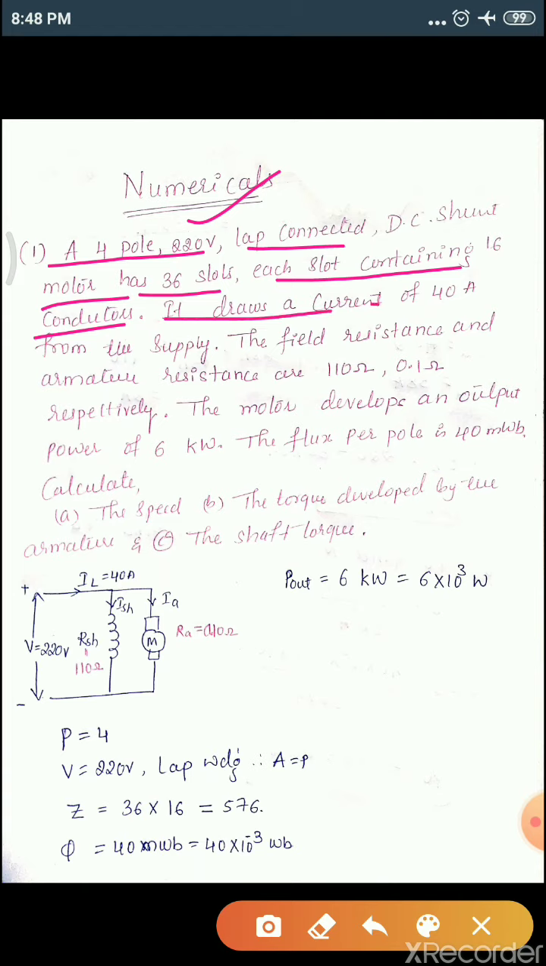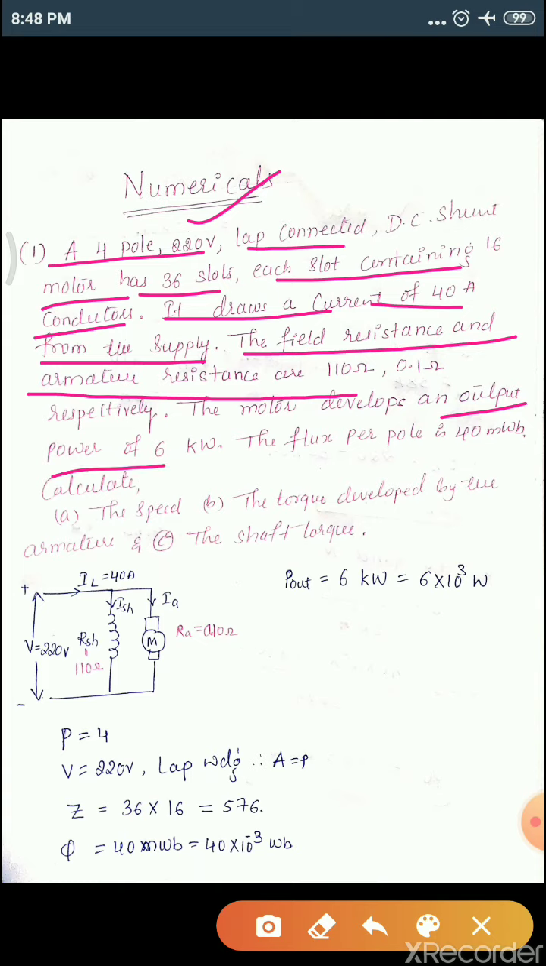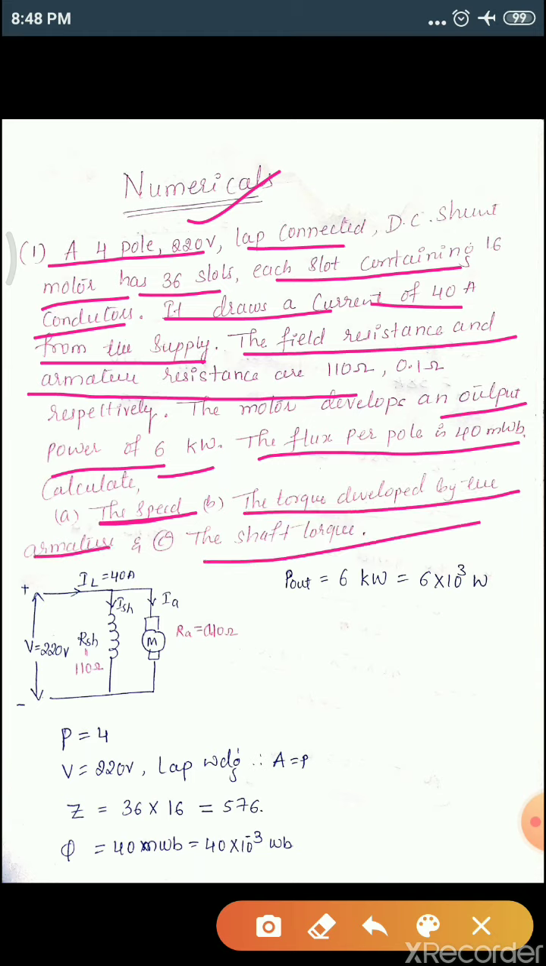It draws a current of 40 ampere from the supply. The field resistance and armature resistance are 110 ohm and 0.1 ohm respectively. The motor develops an output power of 6 kilowatt. The flux per pole is 40 milliweber. Calculate the speed, the torque developed by the armature, and the shaft torque.